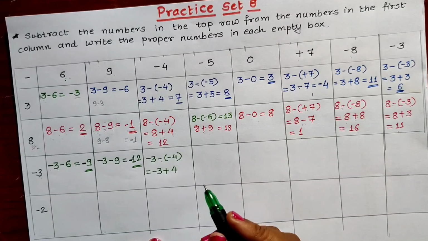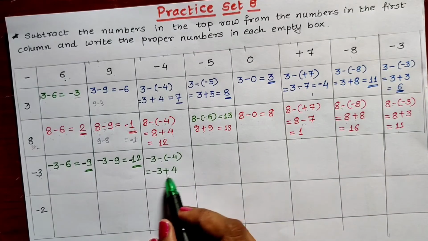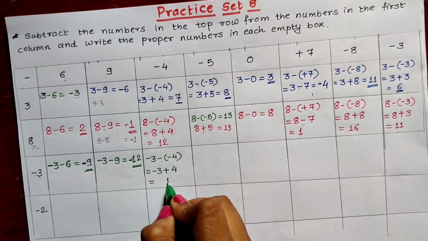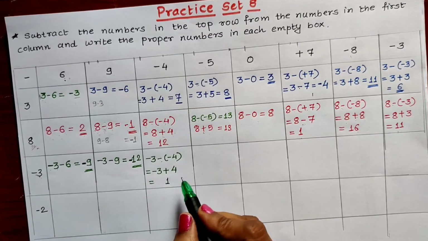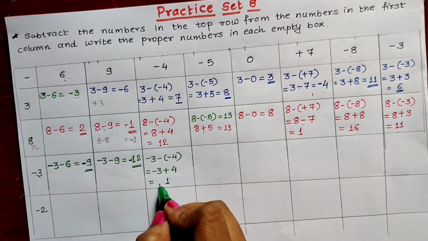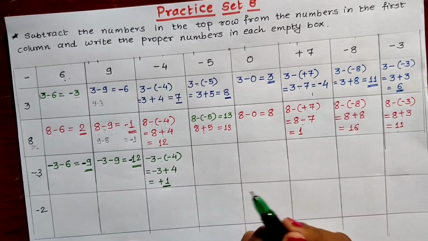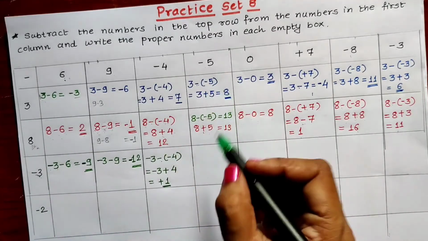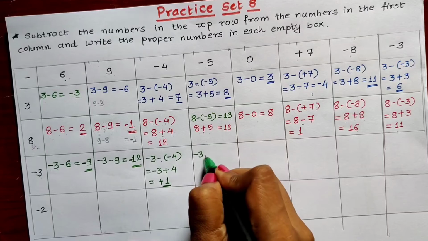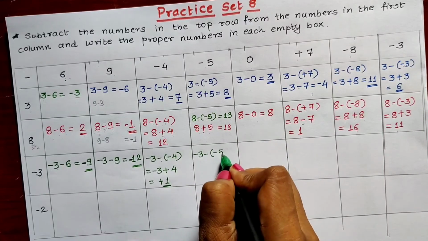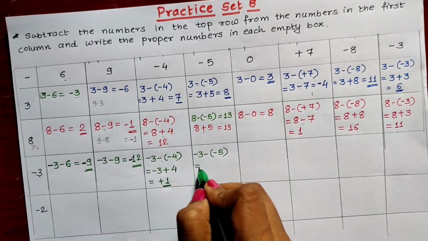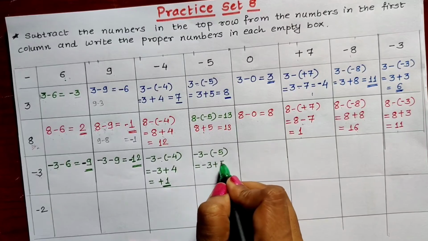Different sign, we will have to subtract the smaller number from the bigger. 4 minus 3, answer is 1. And the answer should have the sign of the bigger number. Bigger number's sign is plus, so the answer will be having plus sign. Plus 1. Now minus 3 minus minus 5. Minus 3 minus minus 5. Again combine the signs. Minus 3 plus 5.